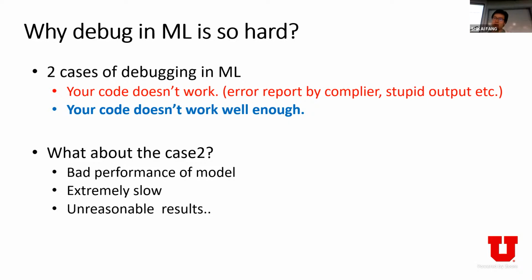doesn't work well. In detail, sometimes the prediction performance is very poor, and sometimes it becomes extremely slow, especially when you handle very big data and a big neural network. It should be fast, however, it gets very slow, and sometimes it outputs very unreasonable results. Sometimes it just predicts all the samples with the same label. So here are some scenarios you may find for case 2. Your code doesn't work well, and debugging in this case is harder than the first one.